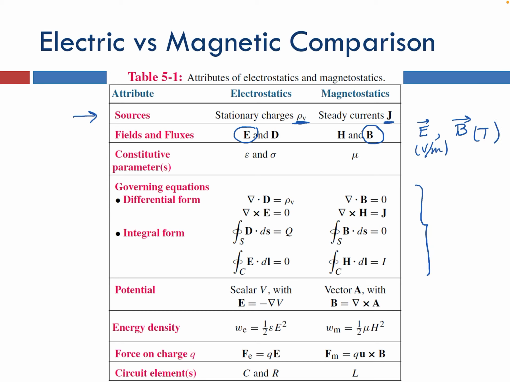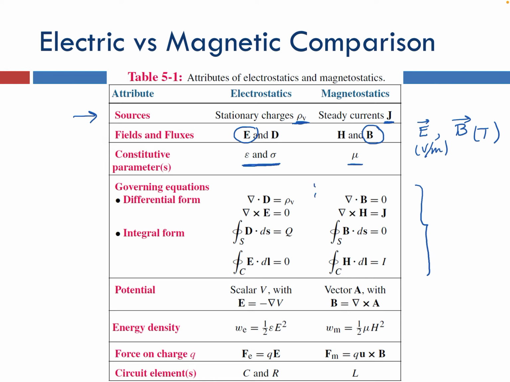The material properties that determine the total fields within materials are the electrical permittivity and electrical conductivity for electrostatics, and magnetic permeability for magnetostatics. And one important difference that we'll see is that whereas matter always decreases the total electric field, it can decrease or increase the total magnetic field.